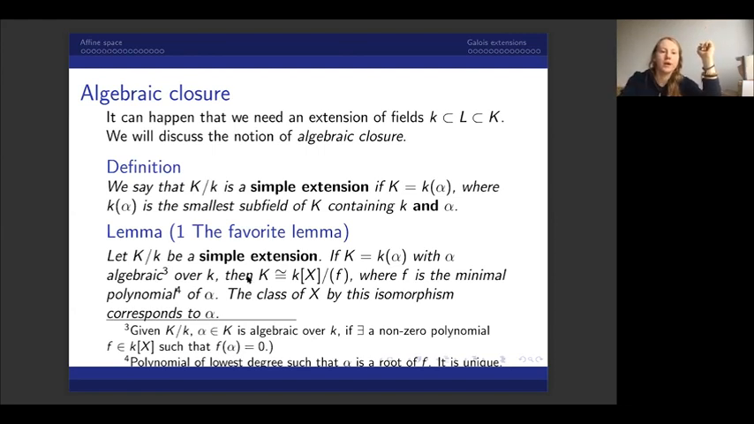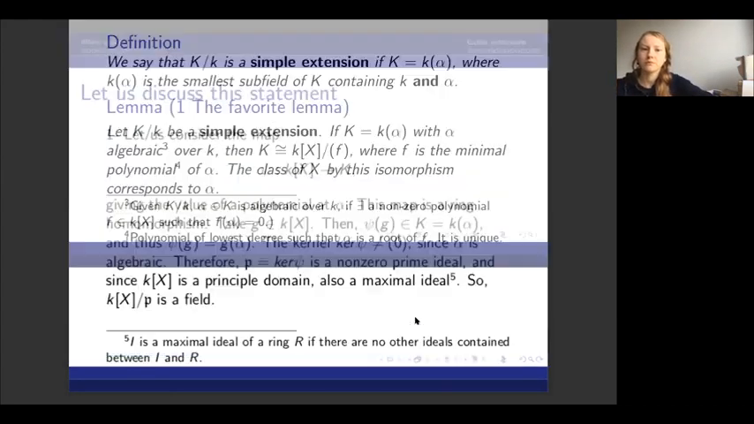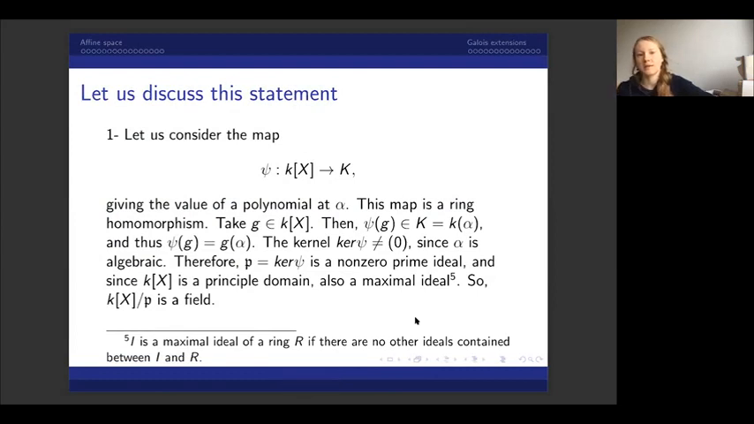So you want to show that considering you have a simple extension, then your capital K is nothing but this quotient of the ring of polynomials by the given minimal polynomial. This is what you want to prove. This is called your favorite lemma, and we're going to discuss this statement. It requires a lot of algebra, rings and ideals and things like that.